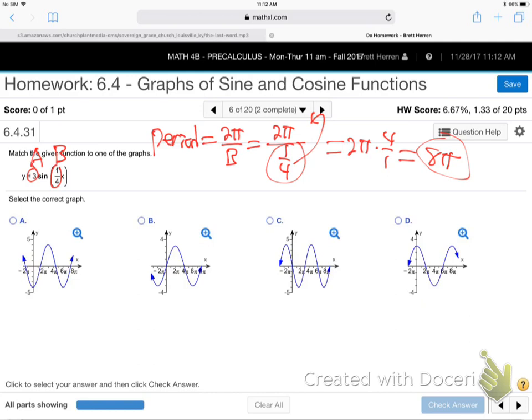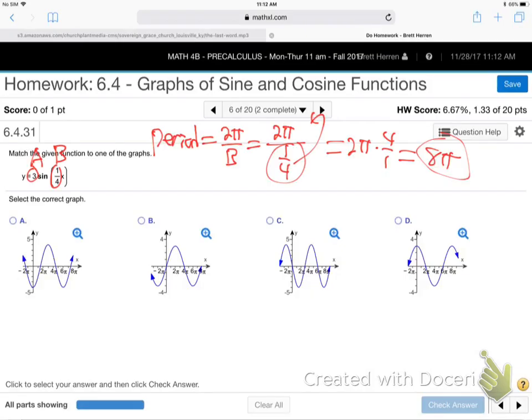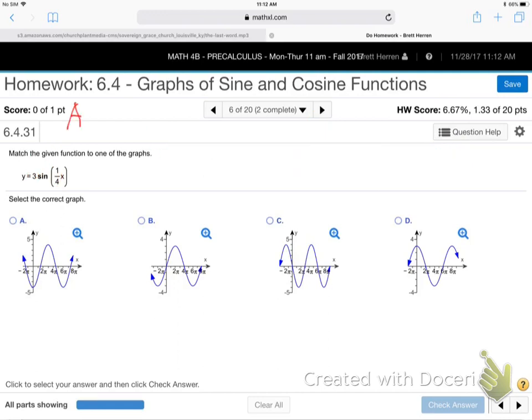Okay, so now we want to graph that thing. I'll go to a fresh screen if you get that down. Pretty good with that. So we got amplitude 3, period 8 pi. Okay, now what does that mean? So let's draw a graph.